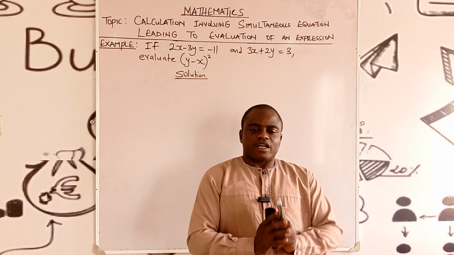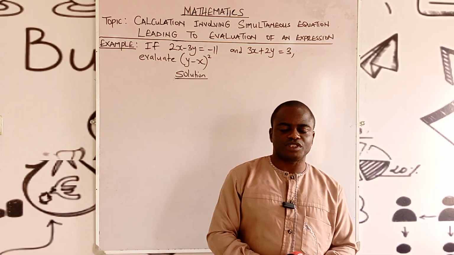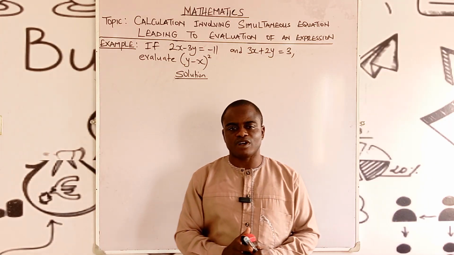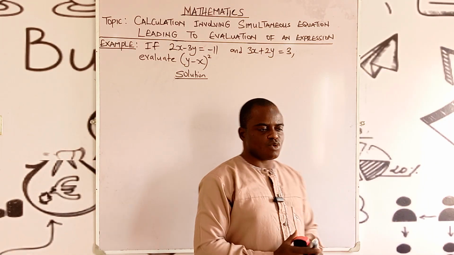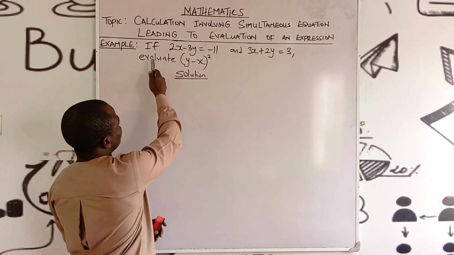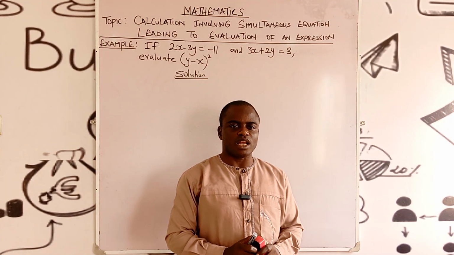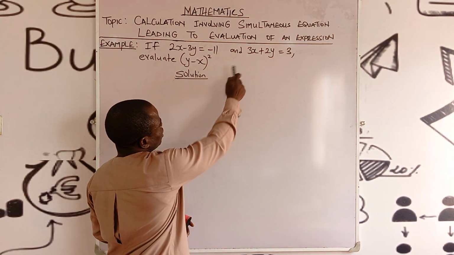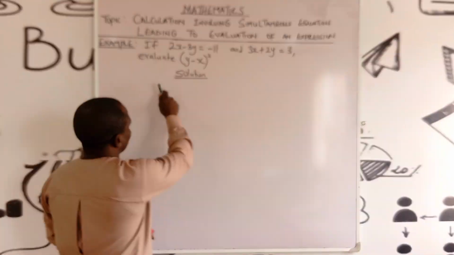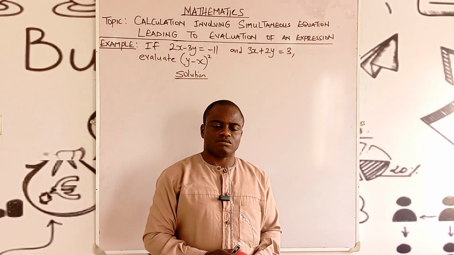Today, we'll be carrying out calculation involving simultaneous equation leading to evaluation of an expression. And let's see what's on the board. You are given a question that goes thus: if 2x minus 3y equals minus 11 and 3x plus 2y equals 3, you have to evaluate (y minus x) squared.